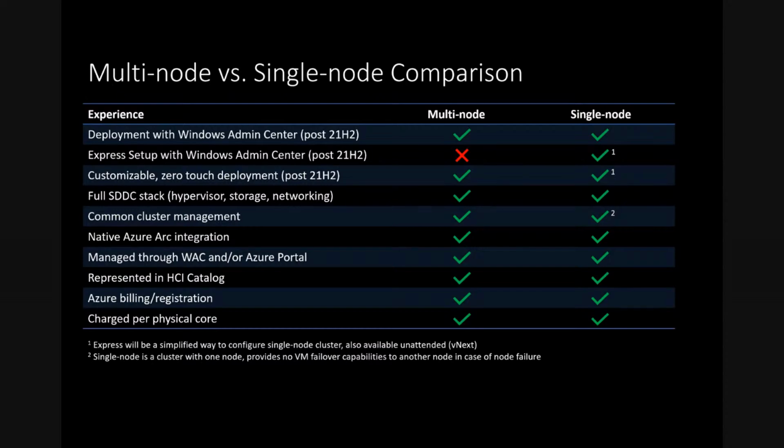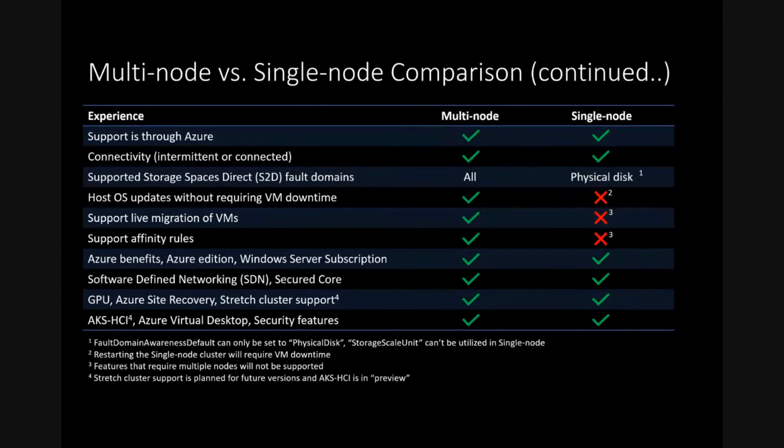So it uses clustering, it uses S2D, Storage Spaces Direct, and all of those, and because of that, it's managed through WAC. You can also use Arc and see it in the Azure portal, just like HCI. It's in the HCI catalog. We are going to look at that. Billing, registration, exactly the same. Pricing, exactly the same. So it's very similar, right?